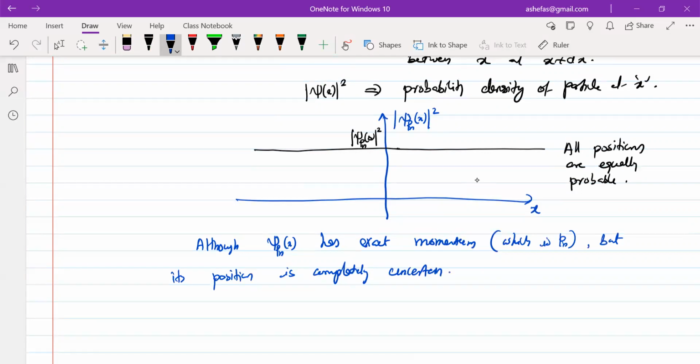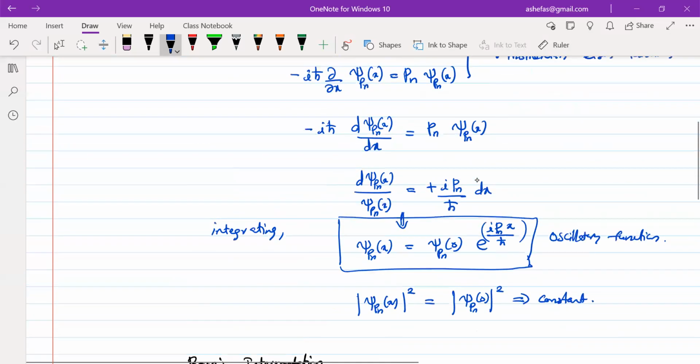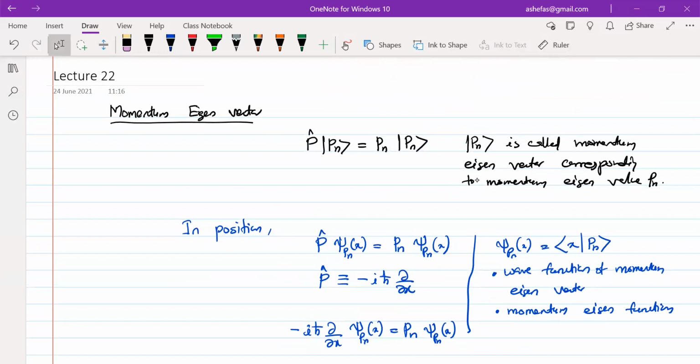Okay, so in the position basis, the mod square of the momentum eigenfunction is just a constant. So that means all positions are equally probable. That means there is no exact location, no exact position for the particle. So in the momentum eigenstate, or the momentum eigenfunction, has a definite momentum, but it does not have a definite position. Okay, so that's all about the momentum eigenvector or the momentum eigenfunction.